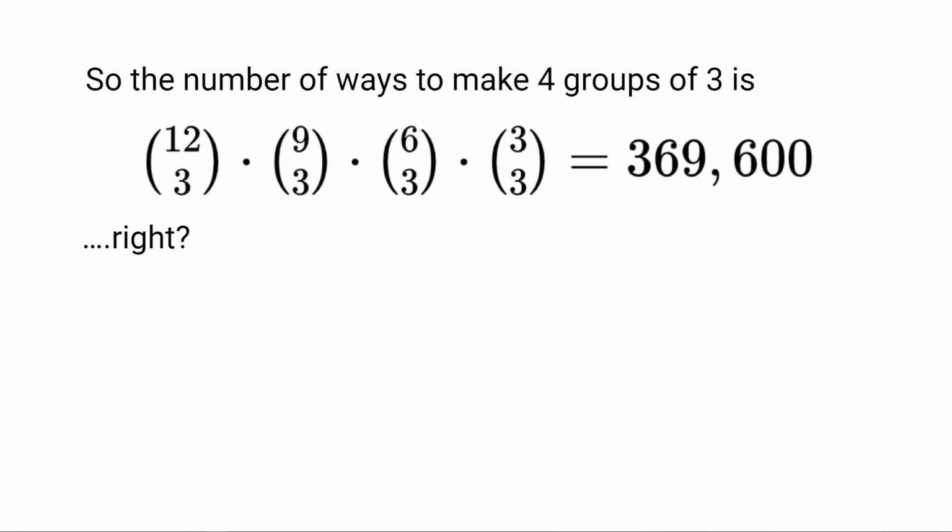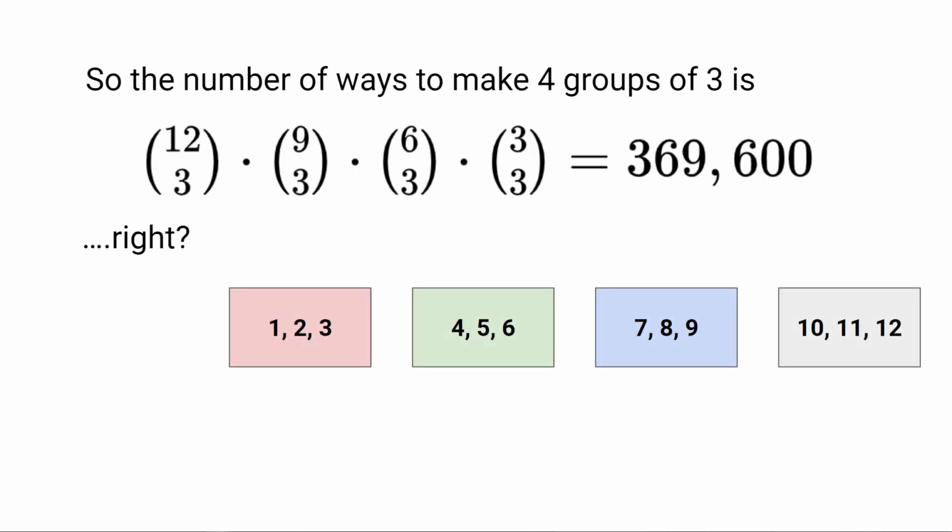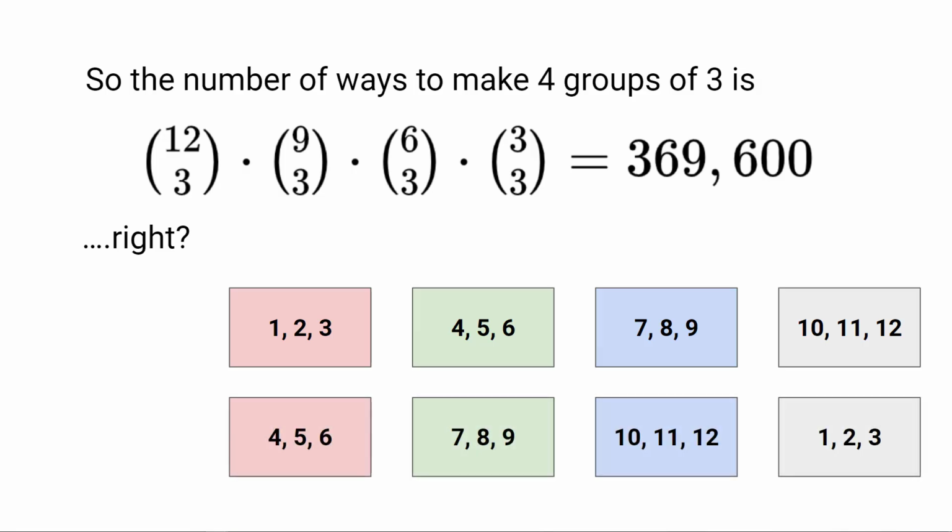And especially in counting problems, remember we need to scrutinize the work to see if there is any chance that we counted something multiple times that were equal to each other. So playing with more examples helps find the overcounting possibilities. When I do this, I might notice that if I pick 1, 2, 3, then 4, 5, 6, then 7, 8, 9, then 10, 11, 12 as my 4 groups, that's counted as a distinct selection. But if I picked 4, 5, 6, then 7, 8, 9, then 10, 11, 12, then 1, 2, 3, that is also counted as a distinct selection.